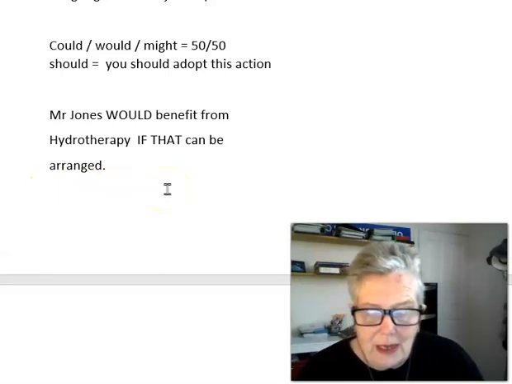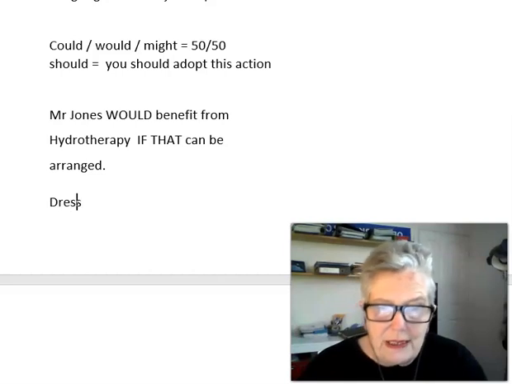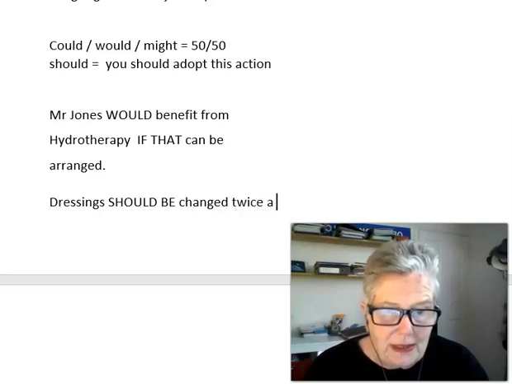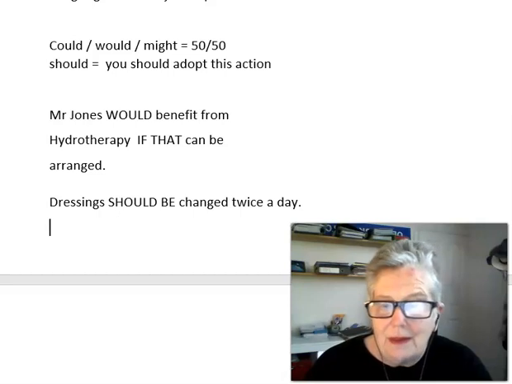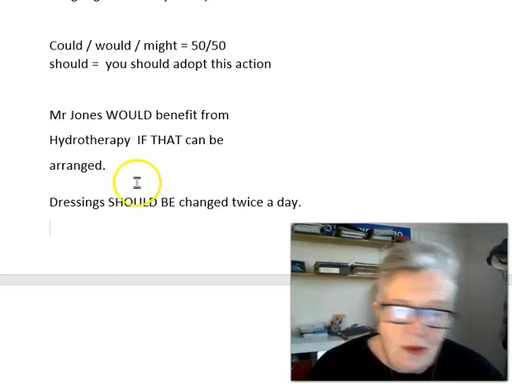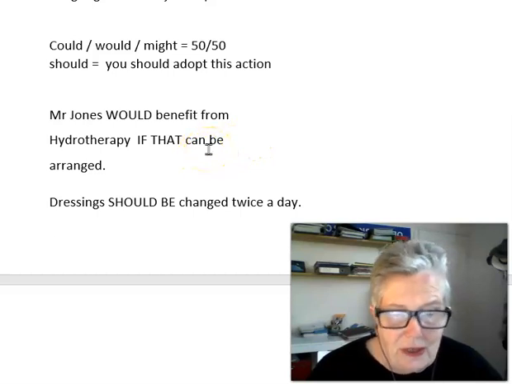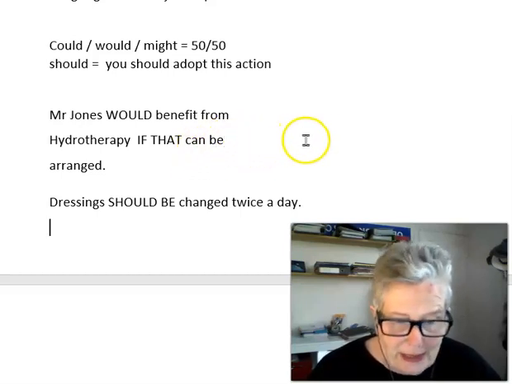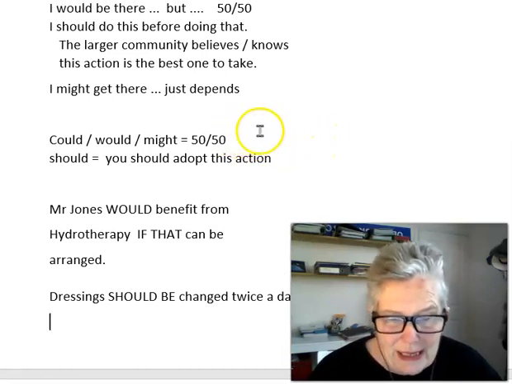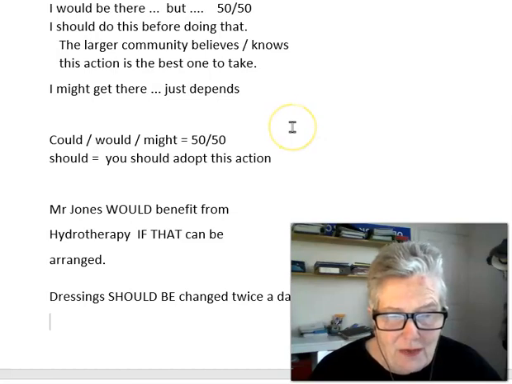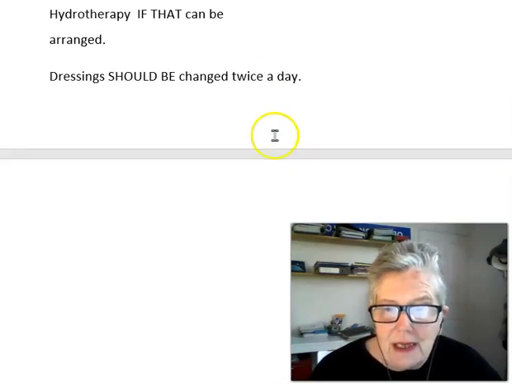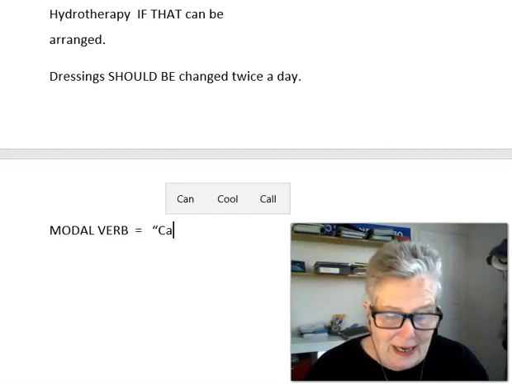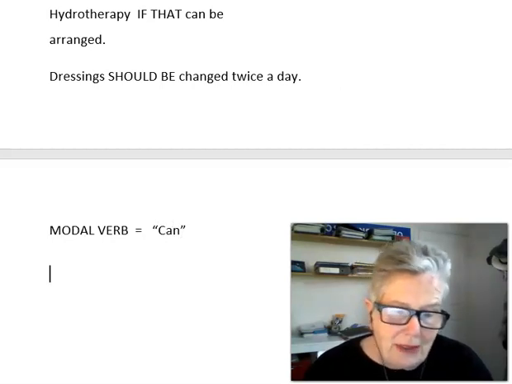Dressings should be changed twice a day. Sounds like a good plan to me. Okay. Saying all around the world, all nurses, all doctors know that clean dressings is an integral part of healing the wound quickly. Right. So should be changed twice a day. Right. You're not actually ordering this to be done. You're not saying do this. You're making a very strong recommendation. Right. So now we get down to this modal verb, can. Barack Obama said we can do it.